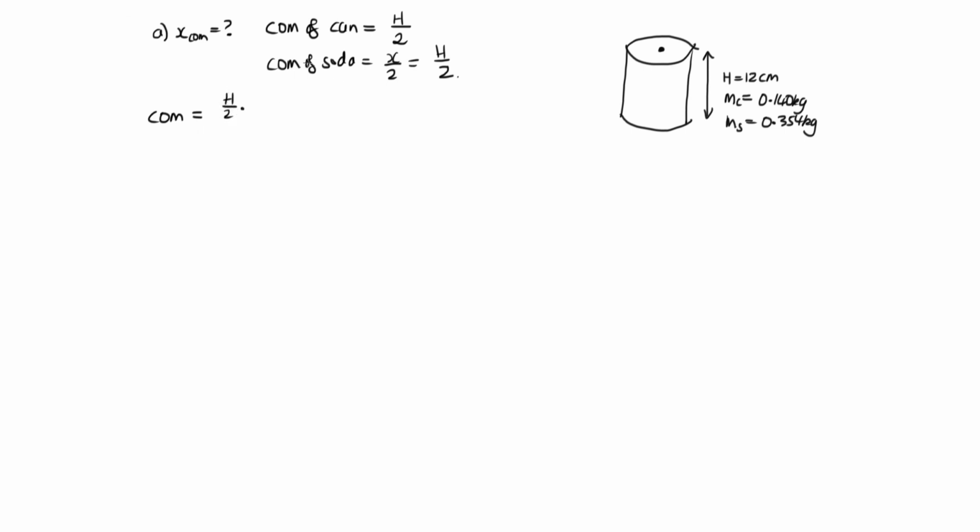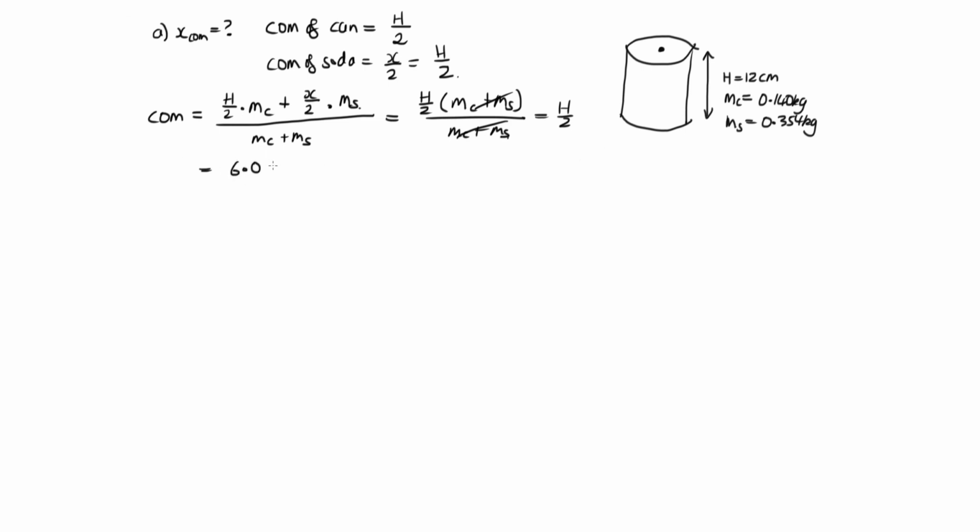So this is the center of mass of the can times the mass of the can plus the center of mass of the soda, which will be x over 2 times the mass of the soda, over the total mass, which is the mass of the can plus the mass of the soda. And so since the initial height of the soda, x, is h, we can write this as h over 2 outside of the mass of the can plus the mass of the soda over the mass of the can plus the mass of the soda. We've got common factors on the top and the bottom, so it's just h over 2. And since we're told that the height of the can is 12 centimeters, this is just going to be 6 centimeters.